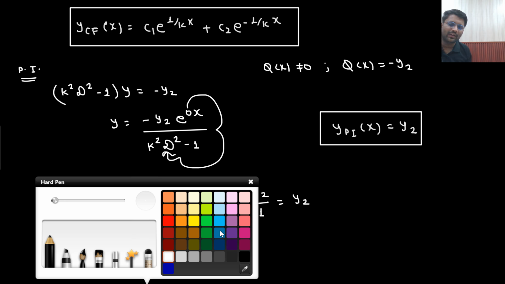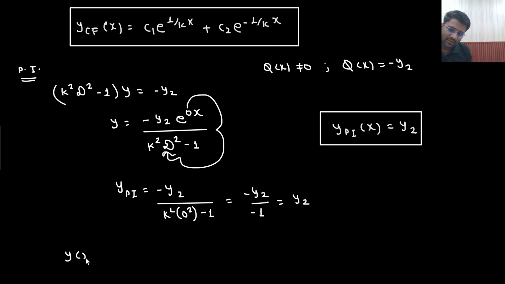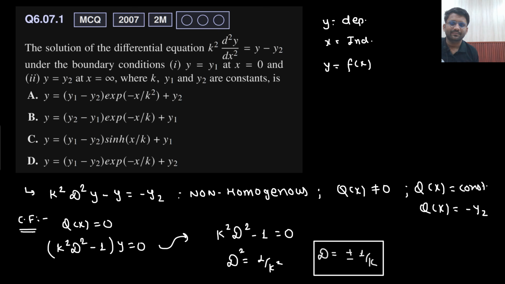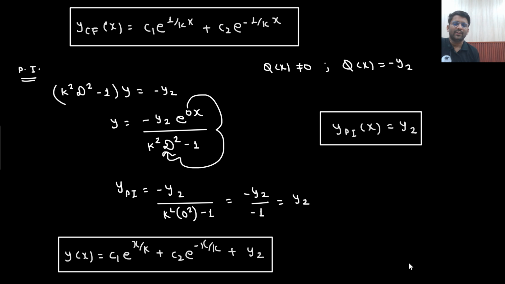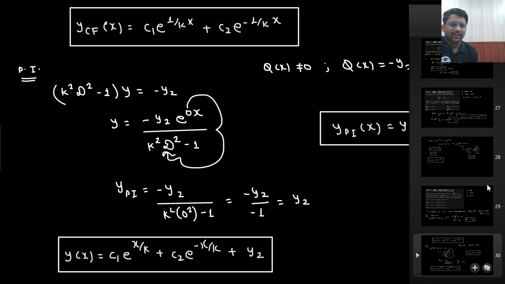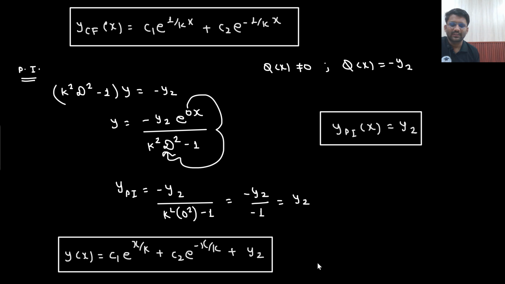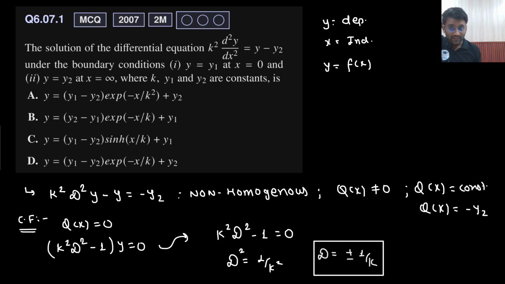So what is your complete solution of y? The complete solution of y is coming out to be CF plus PI. So CF was C1 e to the power x by k plus C2 e to the power minus x by k, plus PI, which is y2 only. There you go, these are the answers that I am getting. Is that understandable to you or not? This is your y of x. Now with the y of x, I need to do something. Whatever data they have given, I need to put with this y of x. So what they have said: at x equals to 0, the value of y is y1.